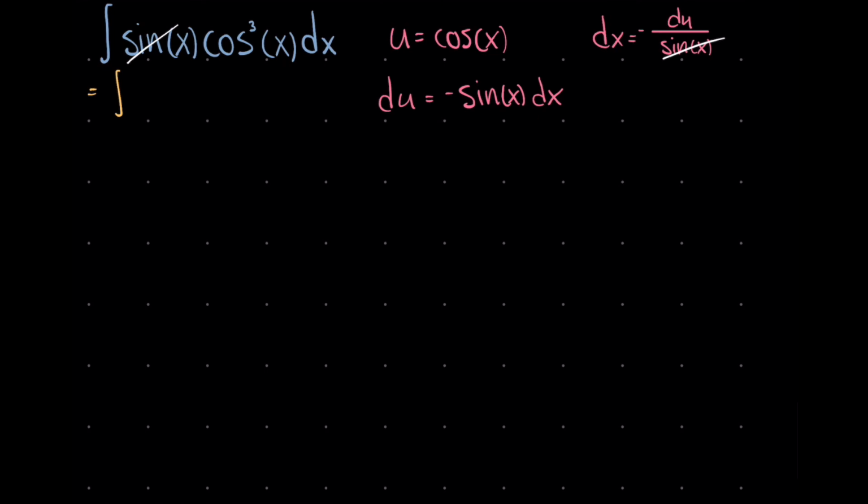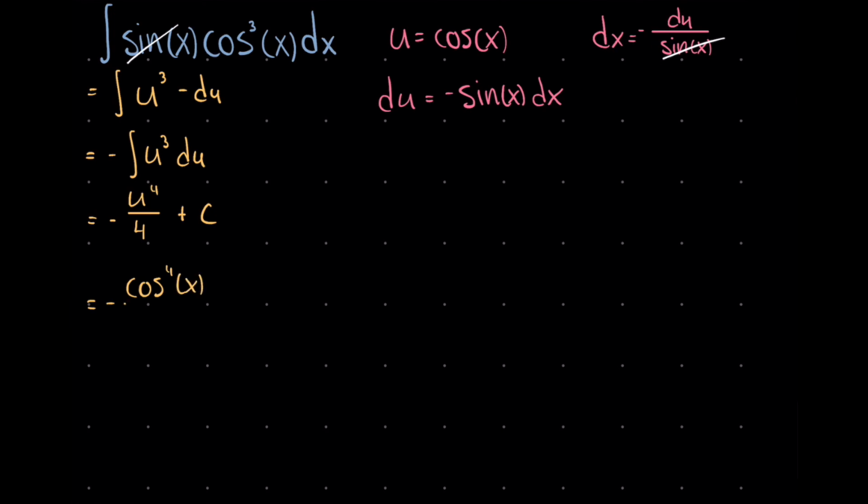And that's going to leave us with the integral of u cubed, because u is equal to cosine x, and negative du. And so this is going to be equal to, just moving the negative sign out of there, the integral of u cubed du. Now to find this antiderivative, we're going to take the power rule of u to the power of 3, giving us u to the power of 4 over 4. And that's plus some constant c. And finally, by taking u equals cosine x and plugging this into this equation, we get negative cosine to the power of 4x all over 4 plus some constant c.